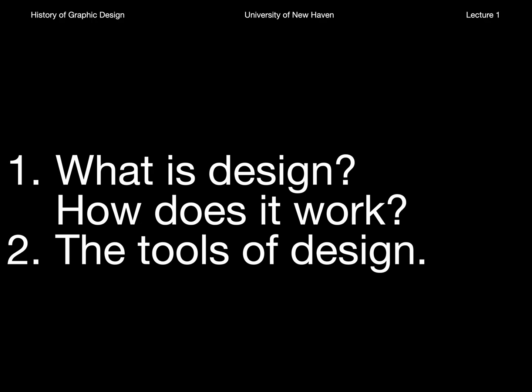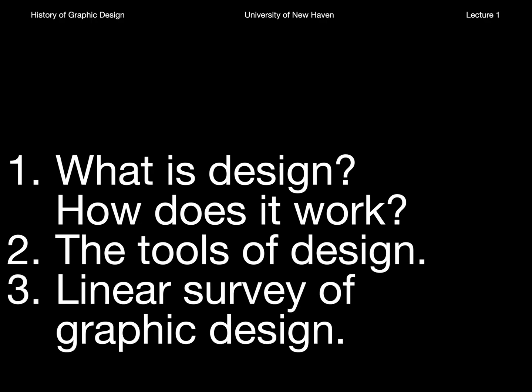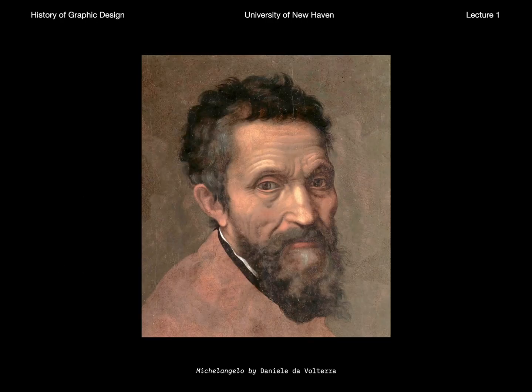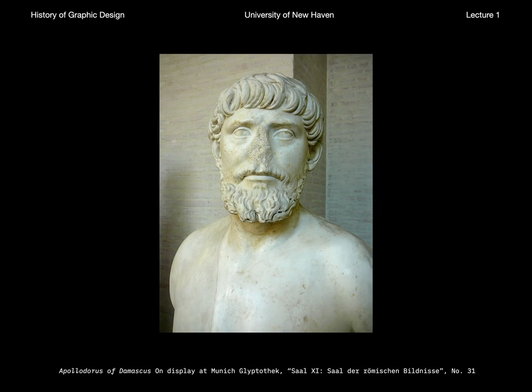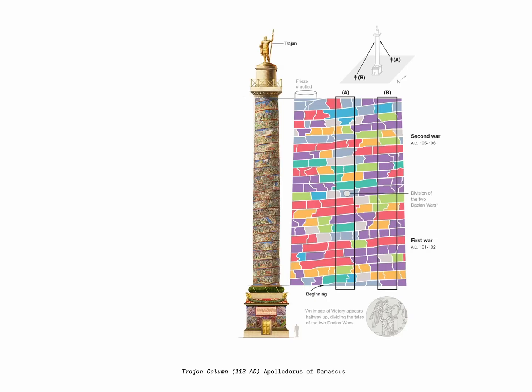We can begin this course by asking, how different are we from Michelangelo, the Italian Renaissance master, designing the Sistine Chapel? How different are we from Apollodorus of Damascus, imperial architect who designed the Trajan column for Emperor Trajan? And how different are we from Michael Bierut, partner in Pentagram, one of the most influential independent design firms in the last 2 centuries, who designed, as an example, the identity system for MIT's Media Lab?